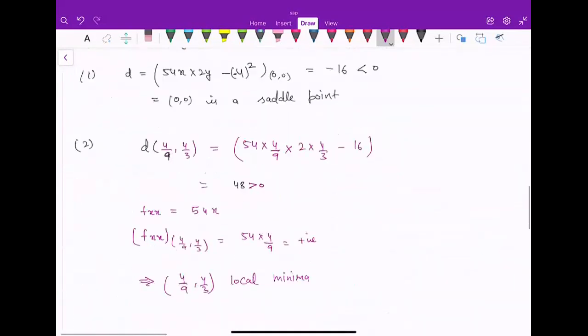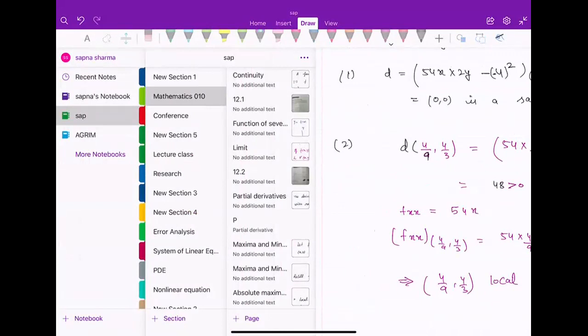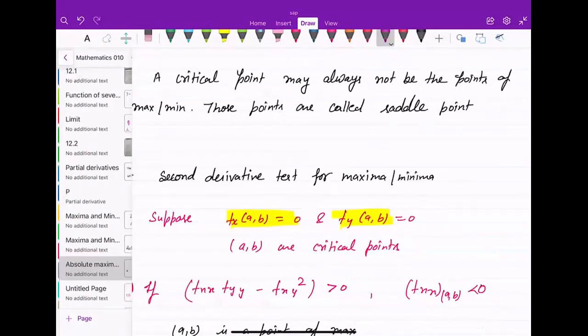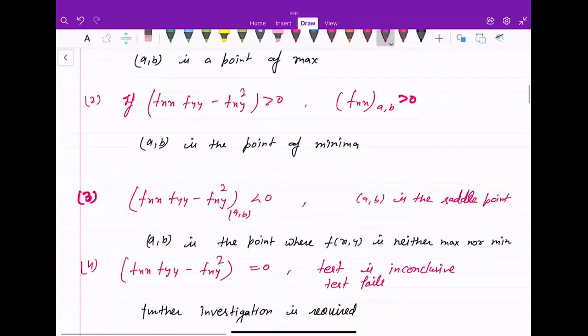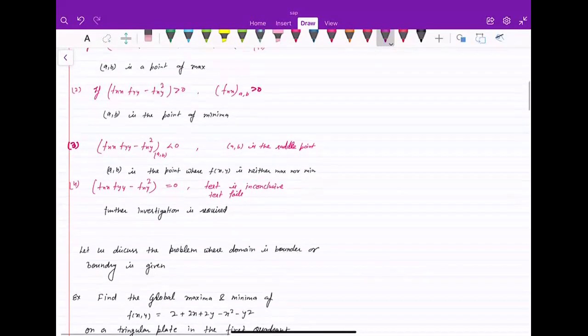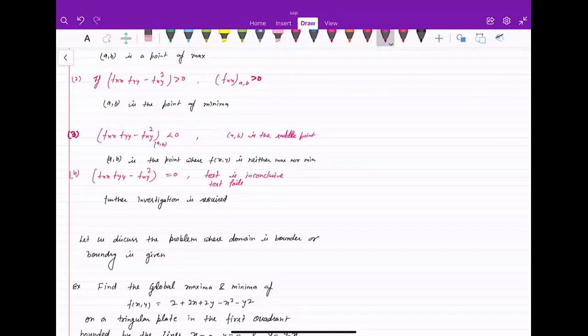Okay. So the next thing that I'm going to discuss is absolute maxima and absolute minima. So what is absolute maxima and minima? Let us recall what we did in the last class. In the last class, we discussed a problem where f(x,y) equals x square plus y square, and I told you it does not have any boundary. The domain is R square. That means it does not have any boundary.